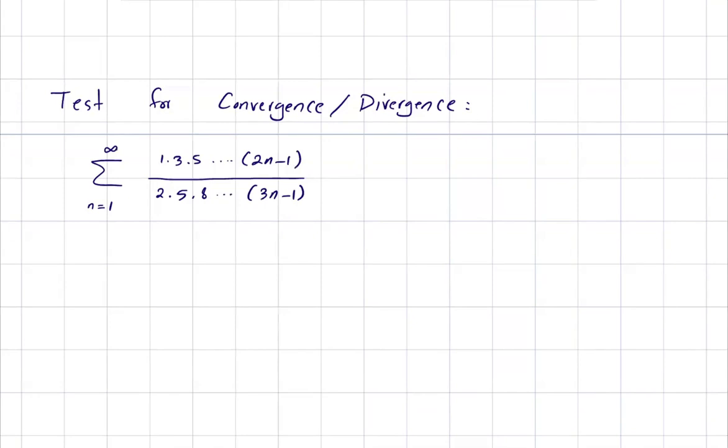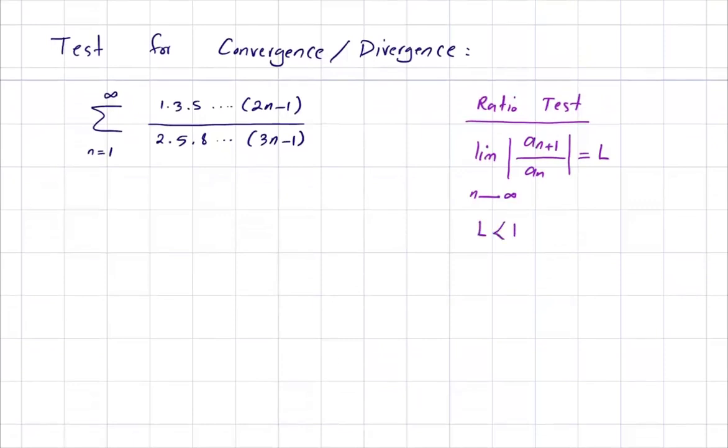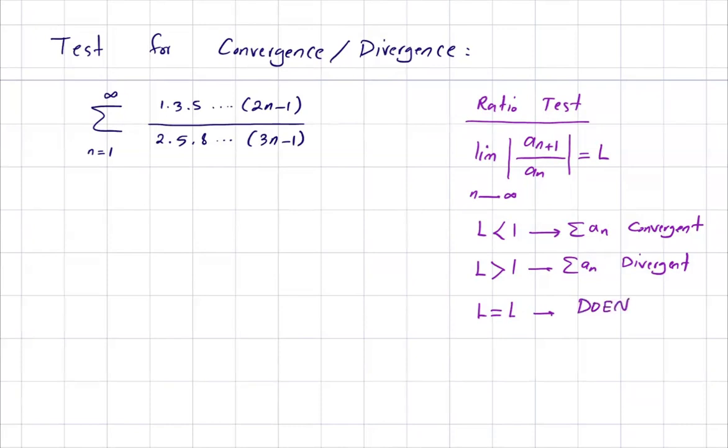Let us use the ratio test. The ratio test says, if you find the limit of the absolute value of a n plus 1 divided by a n as n goes to infinity and this is equal to l, you have three cases. If l is less than 1, then the series is absolutely convergent, and then you're going to say that it is convergent indeed. If l is more than 1, then the series is divergent. And if l is equal to 1, then the test is inconclusive. Doesn't work.